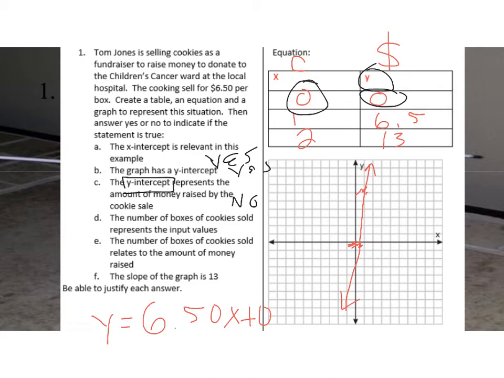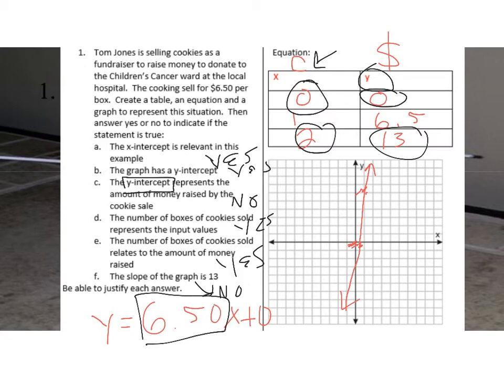D, the number of boxes of cookies sold represents the input values. Number of cookies sold is the input because they are located on the x, so that is a yes. E, the number of boxes of cookies sold relates to the amount of money raised. That's definitely true because the more you sell, the more money you make, so that is a yes. And on F, the slope of the graph is 13. That is not true. You could say it's 13 over 2, but the slope in this case is 6.50, so that's a no. Alright, again, when you take the test, just be prepared to answer yes/no questions.